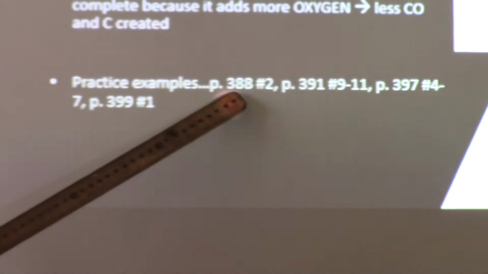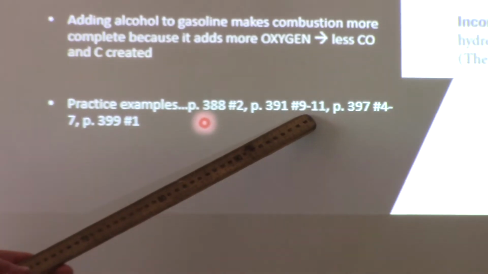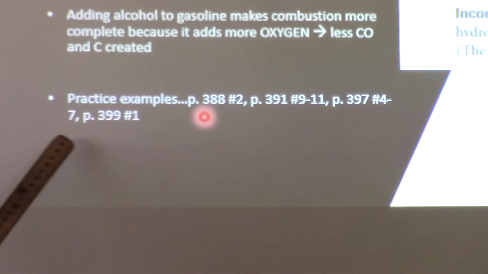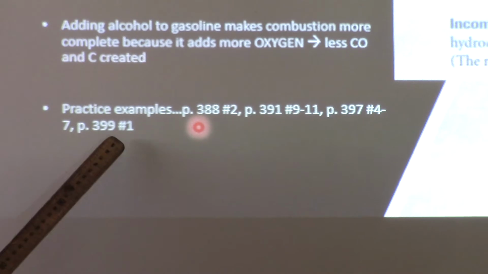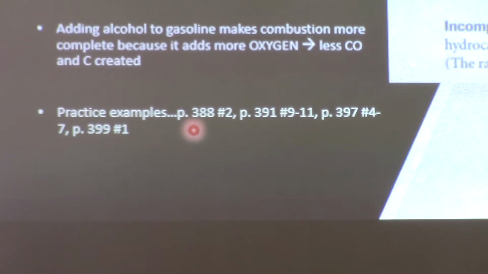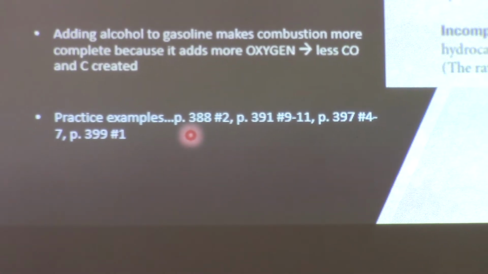Page 388, number 2. Page 391, numbers 9 through 11. Page 394, numbers 4 through 7. Page 399, number 1. All those talk about hydrocarbon refining processes. All right?